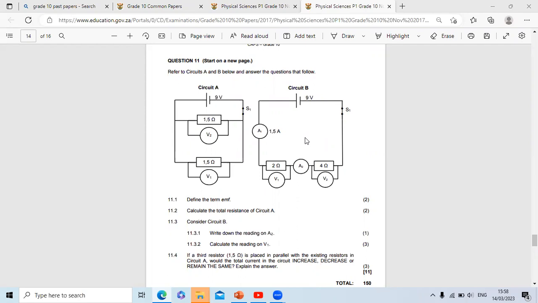Is it equal to the potential difference of the current flow? You're so near. You're so near. Of no current flow? Exactly. That's our EMF: the potential difference when there's no current flowing.